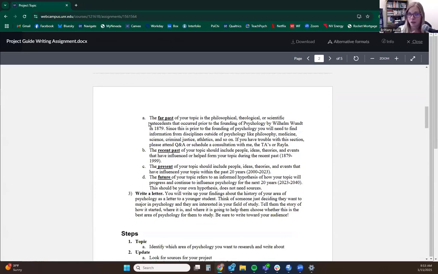And then we're going to just research the history of it. So we have 4 sections. We're going to research the far past. This one is a hard one for students. The far past and the future are the hardest two sections that I've noticed for students every time I've done this assignment. And that's because there's not direct answers in those two ones. So the far past is prior to 1879, which means it's prior to the founding of psychology. So there isn't going to be a psychology field to look into.